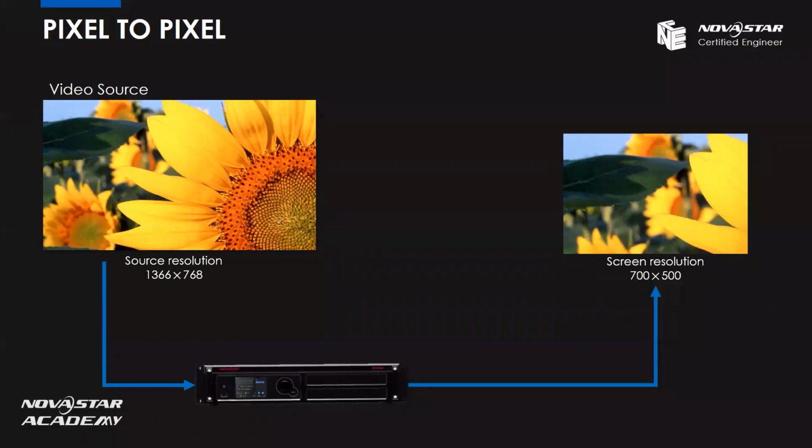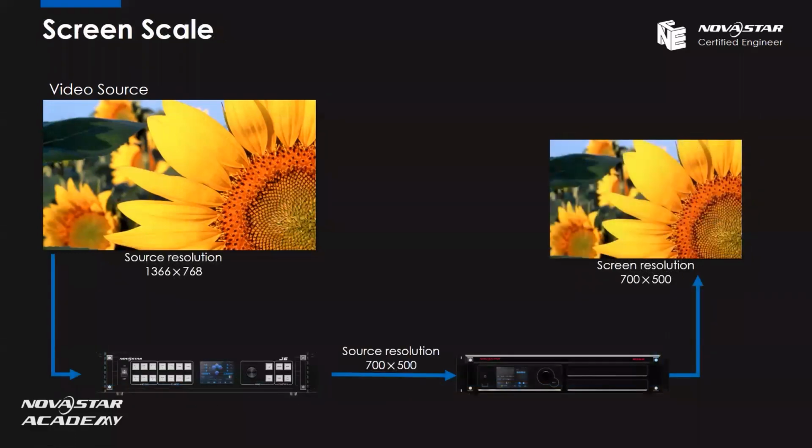Here, we need a video processor or software scaling, which can change your video source resolution to 700 by 500. After we change the video source resolution with the video processor, the image can match your screen size, so we can get a complete display of the entire image. But please pay attention: depending on the resolution, the ratio of the image may change.